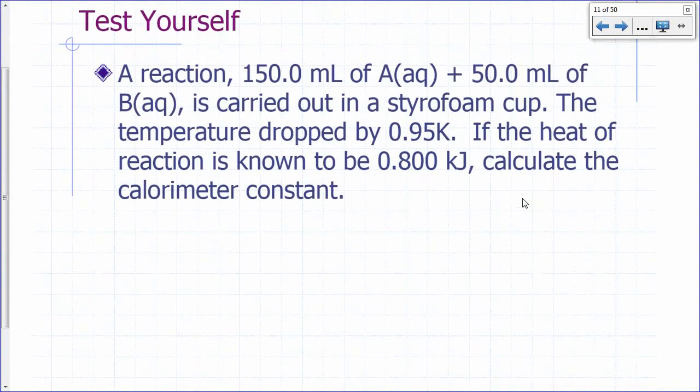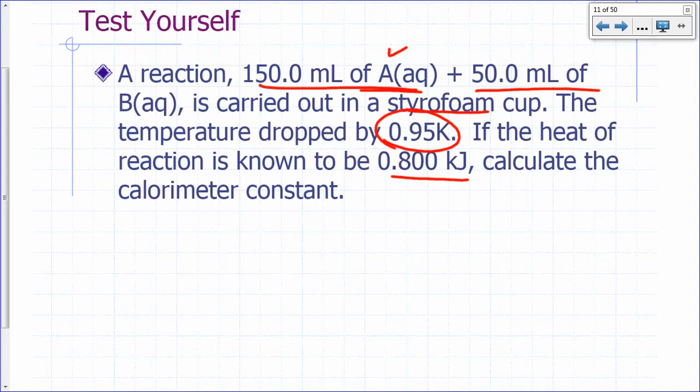Right. Here's another example. You carry out a reaction mixing 150 ml of solution A and 50 ml of solution B. I'm just using fictitious reactants here, A and B. Carry it out in a styrofoam cup. Your styrofoam cup approximates a calorimeter. Temperature dropped by 0.95. If the heat of reaction is known to be 0.8, calculate the calorimeter constant.